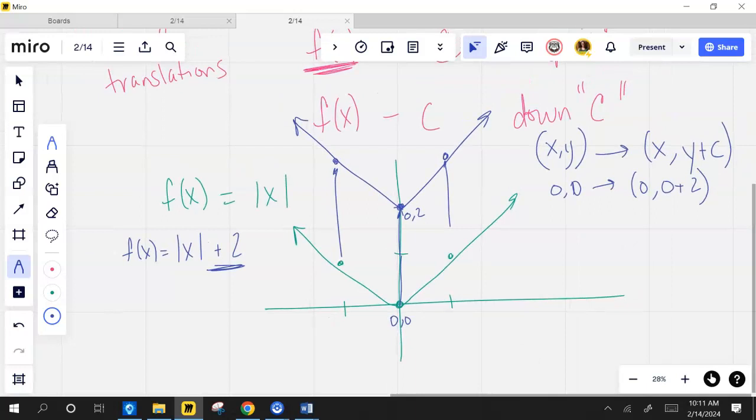How many of you have seen this before? Raise your hand. Okay. This up and down, left and right. Left and right's a little bit harder, but up and down is easy. Yeah, let's start it easier.